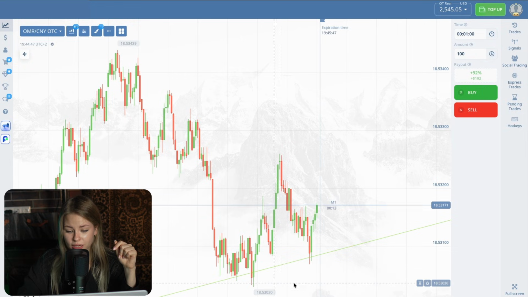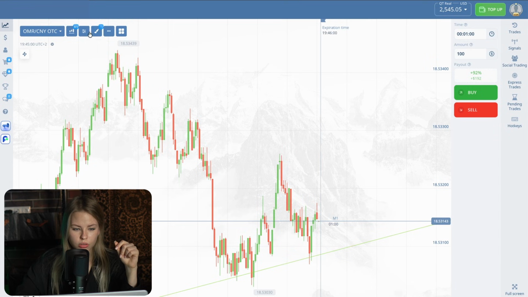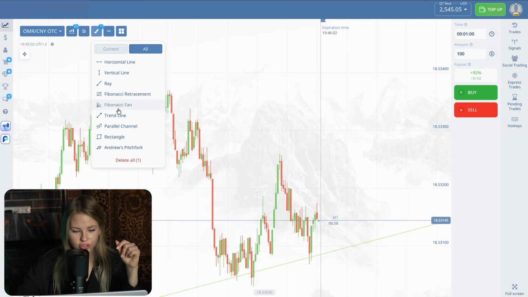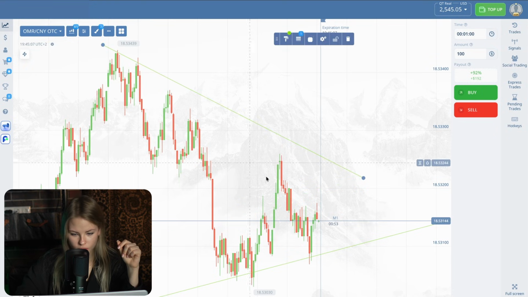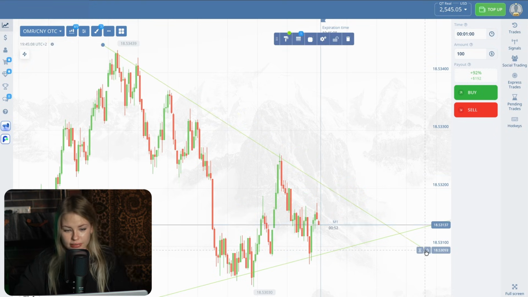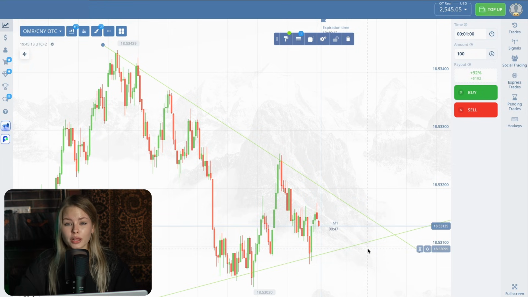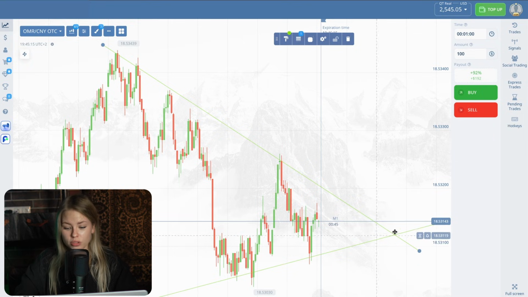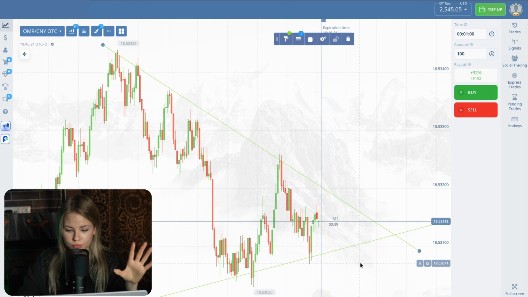Here was a fake out, here was also tiny fake out. Okay, so guys, maybe let's add here another trend line. See that here is a triangular, so the price will be stuck in this corner just in a few minutes, and then we will get our breakout.